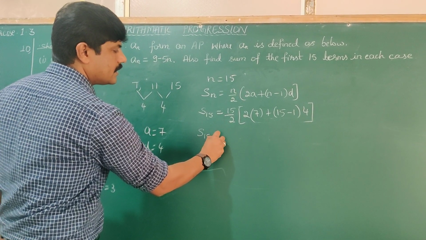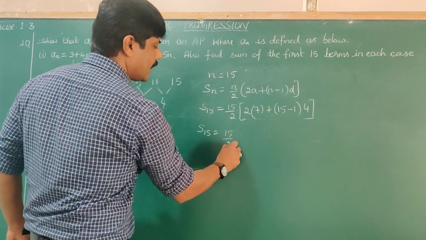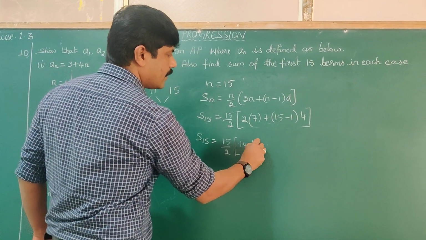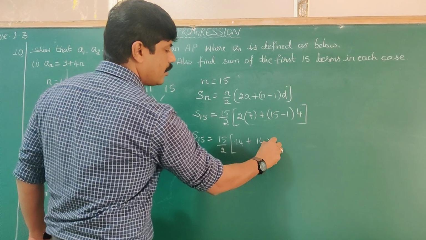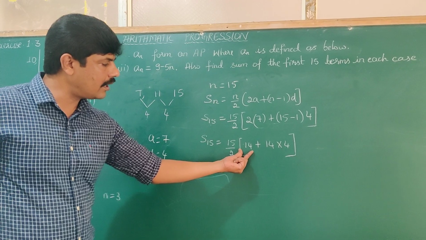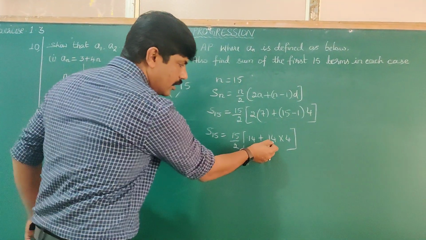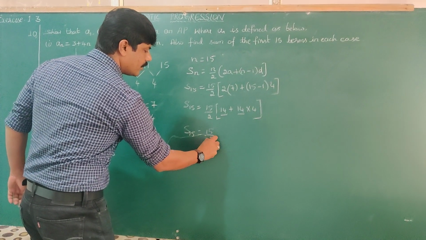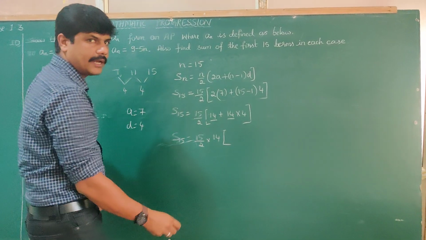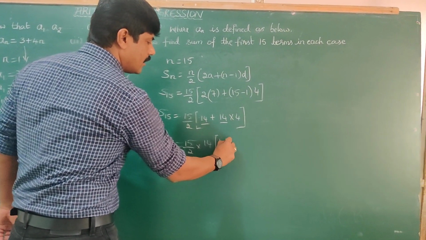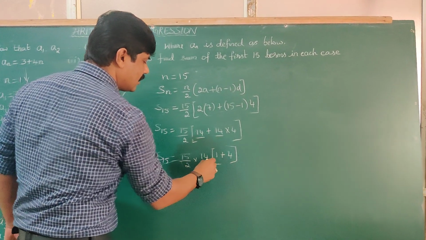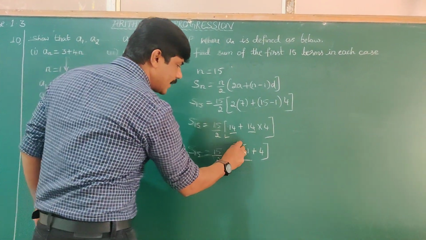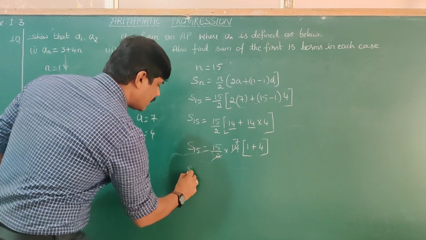S15 is equal to 15 by 2. Keep it as it is, since it is not possible to divide. 2 into 7 is 14, plus 15 minus 1 is 14, into 4. Now see properly, 14 plus 14 into 4 is there. We take 14 as common. When you take 14 as common, what is remaining is 1 times 14, plus 4, which means 14 is the numerator and 2 is the denominator. So they are divisible. 2 sevens are 14. Therefore, you have written 7.